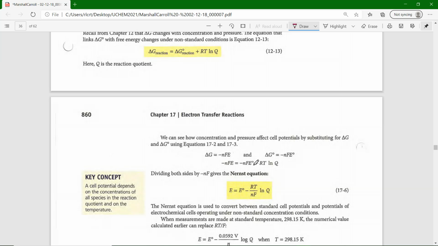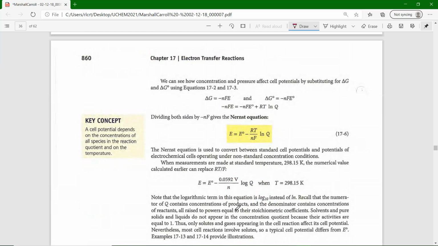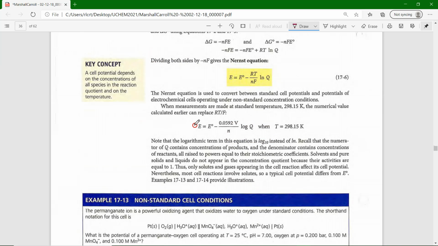So plug those in, and then divide both sides by minus NF, and you end up with E equals E naught minus RT over NF, ln of Q. So that is the Nernst equation. If you're at 298.15 Kelvin, you get E equals E naught minus 0.0592 over N log of Q, Q being the reaction quotient, which we are now very familiar with. So this is one way to represent the Nernst equation.